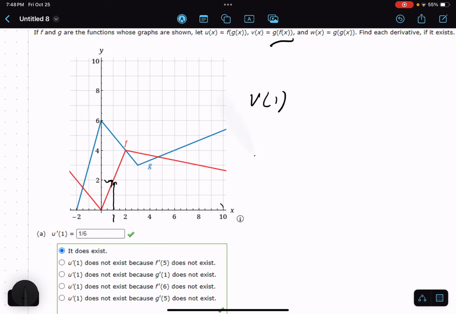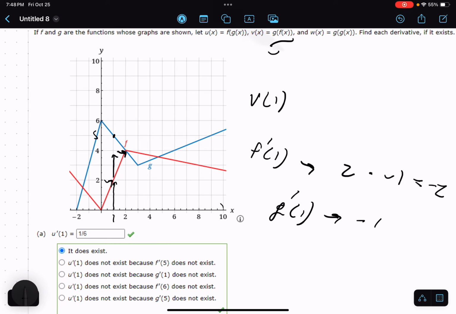So f of 1, and you take the derivative at 1, you go up by 2 and across by 1, which has a slope of 2. You're going to multiply this by g prime of 2. If you look where g equals 1, it's the same value again at 5, and the slope is negative 1. So 2 times negative 1 equals negative 2, and that's your answer. And it exists because you found an answer. There's no peaks or anything.